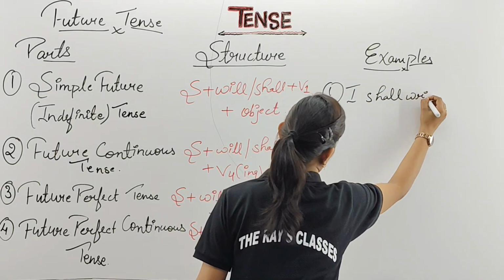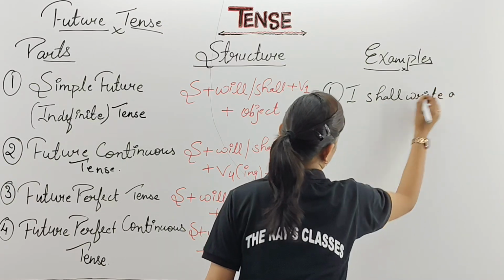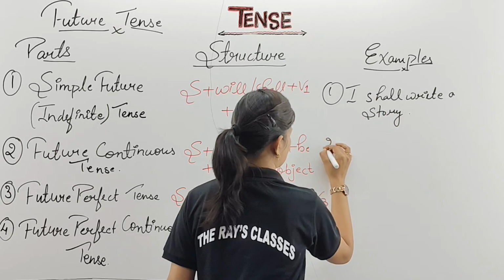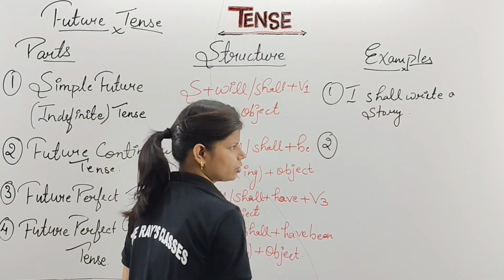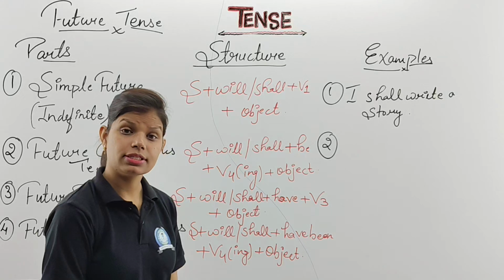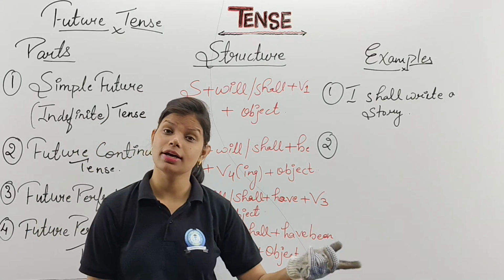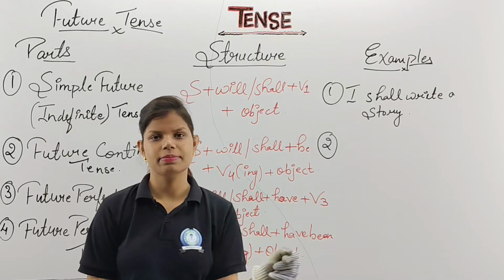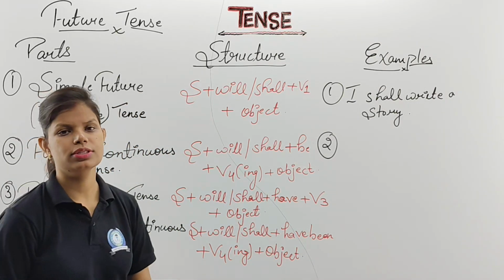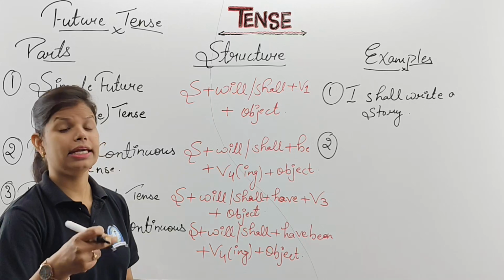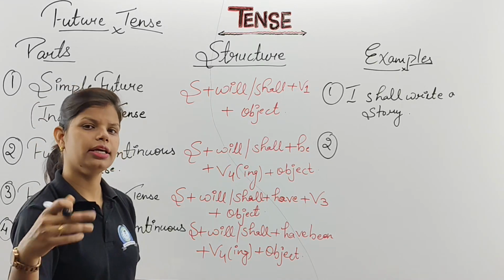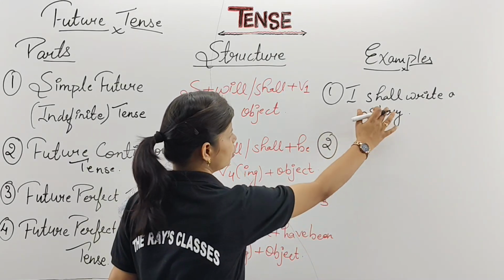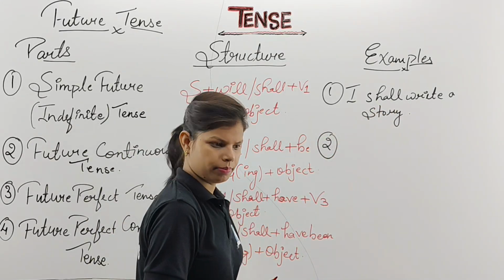write a story. Second, clear, no? I shall write a story. That means you can raise a question: along with I we are using will, but why are we using shall? He will do. That means with singular also we can use shall. Along with he you cannot use shall. He shall, he will. Clear, no? He is your singular verb. So, I shall write a story.